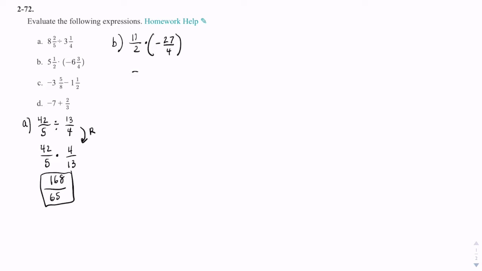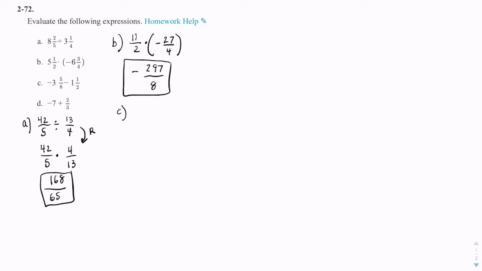27 times 11, 27 times 10 is 270, plus another 27, 297 eighths, right? And again, you can leave it as an improper fraction. The book may write it as negative 37 1/8, but you can leave it as an improper fraction. So for C, again, convert mixed numbers to improper.